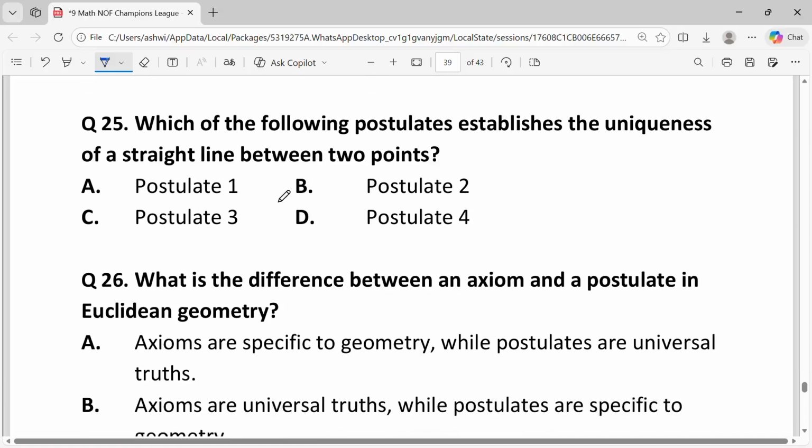Question 25. Which of the following postulates establish the uniqueness of a straight line between 2 points? The answer is A, postulate 1. Euclid's first postulate states that a straight line segment can be drawn joining 2 points. This postulate implies that the line drawn is unique.